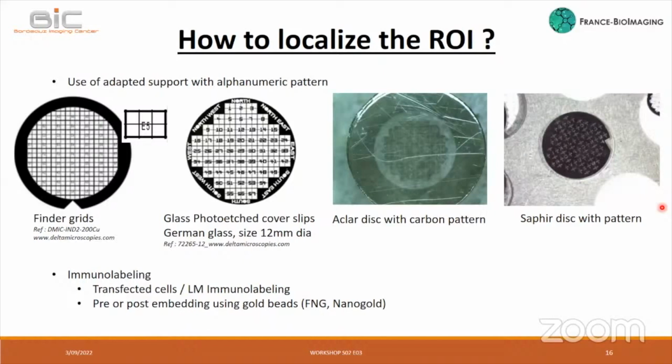The immunolabeling is made in pre or post embedding. Generally, in light microscopy, transfected cells expressing fluorescent protein are used, or a classic fluorescent immunolabeling. For the electron microscopy, we use dense gold beads. So in this case, the fluoronanogold offers a good compromise for CLEM because it's detectable with both microscopies.